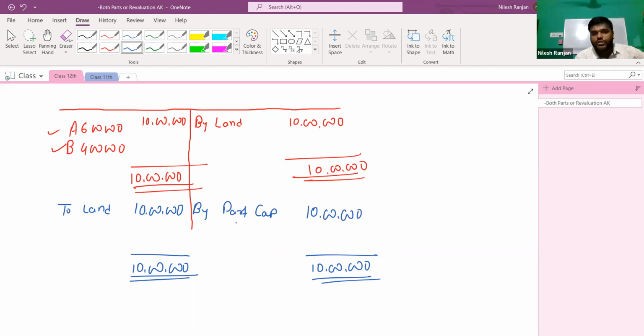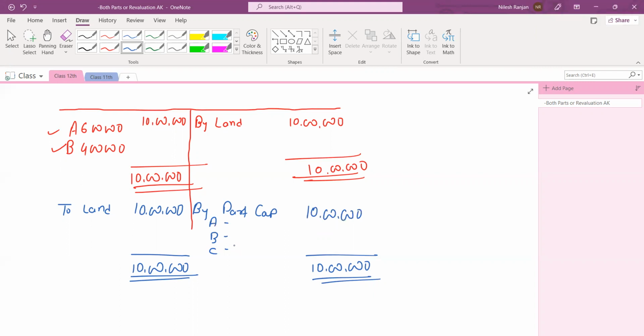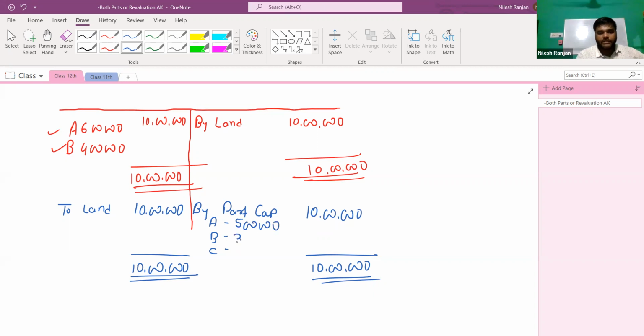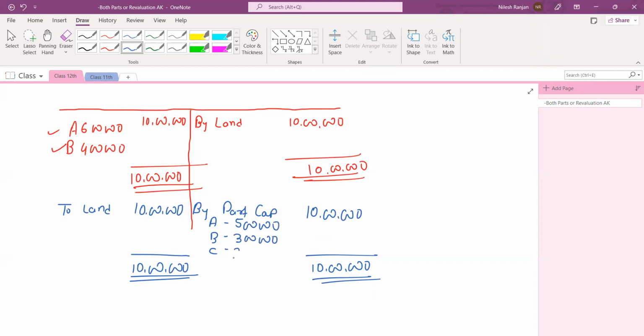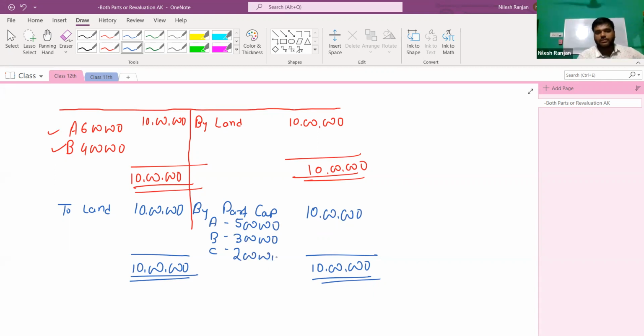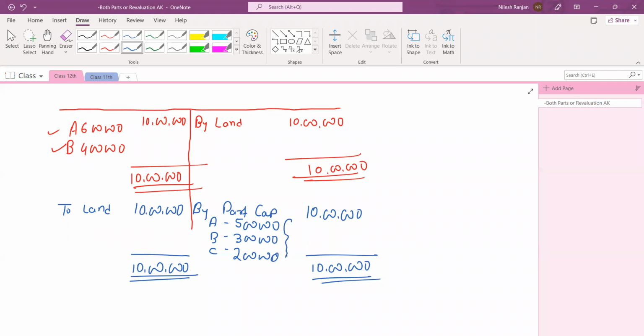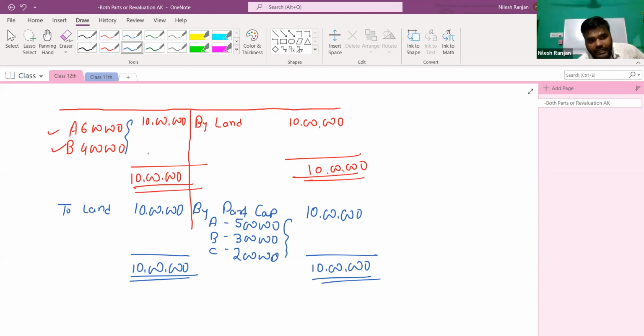And now this loss will be distributed between all partners in their new profit sharing ratio. So A will get 5 lakh, B will get 3 lakh, and C will get 2 lakh of loss. All the partners are getting loss in the second part, and the old partners are getting profit in the first part. So if you compare this, A was getting profit of 6 lakh in the first part, and A is also getting loss in the second part, that is 5 lakh.